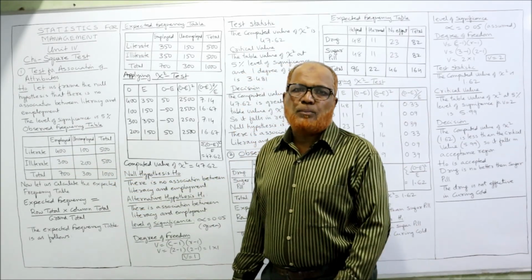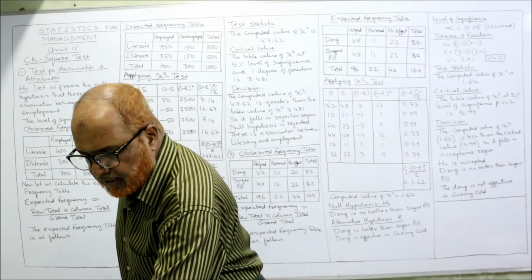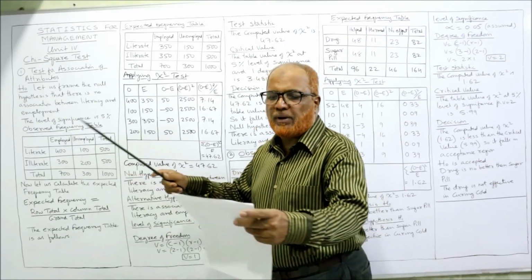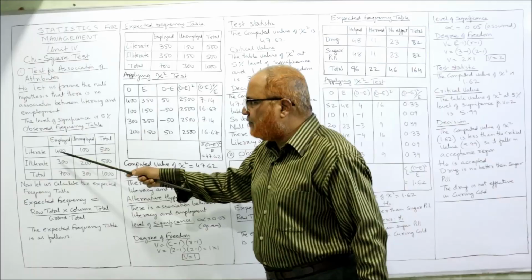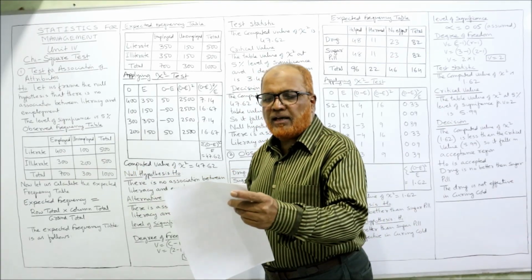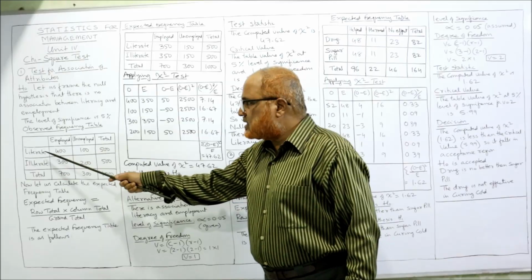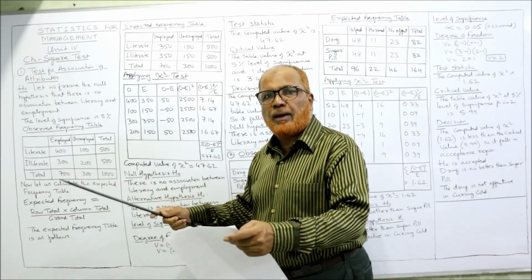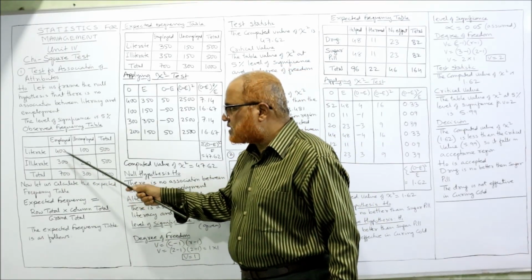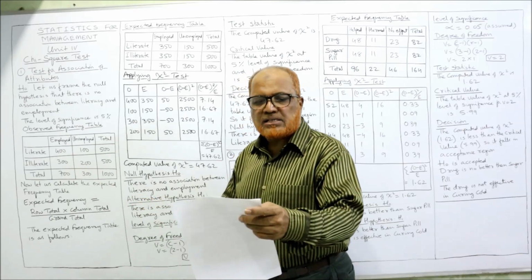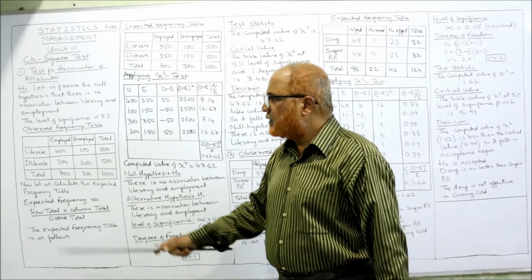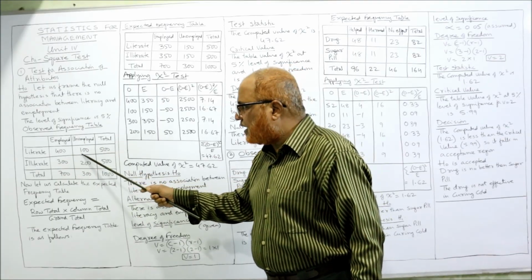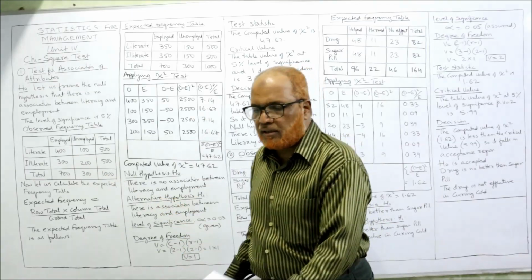And the data is given in the problem. In the problem it says literate, employed. So this is literate and this is employed. How many people are given? 400, so I have taken 400 here. Similarly, literate, unemployed, 100 people. Then illiterate, employed, 300. And lastly, illiterate, unemployed, 200. So these 400, 100, 300, 200 are given in the problem.